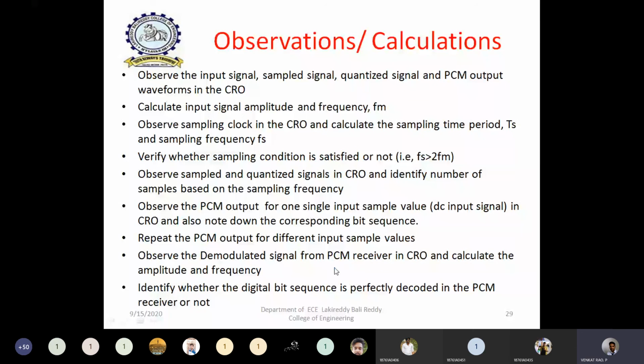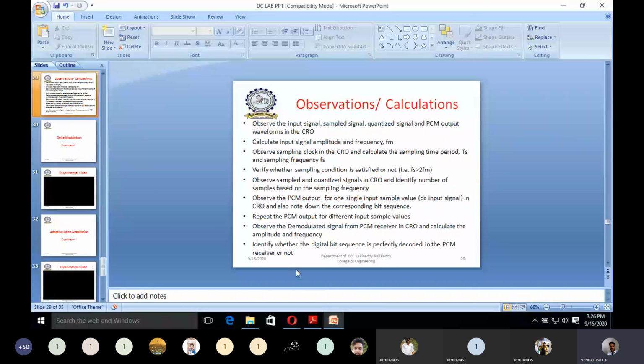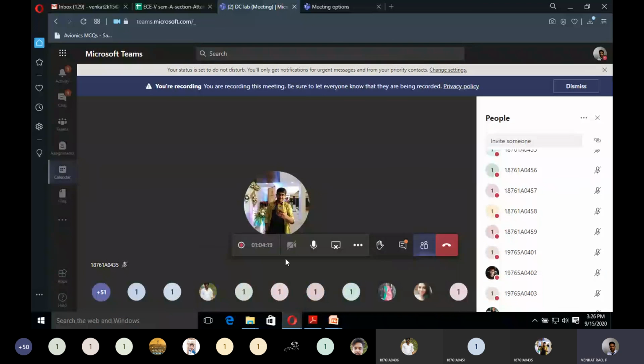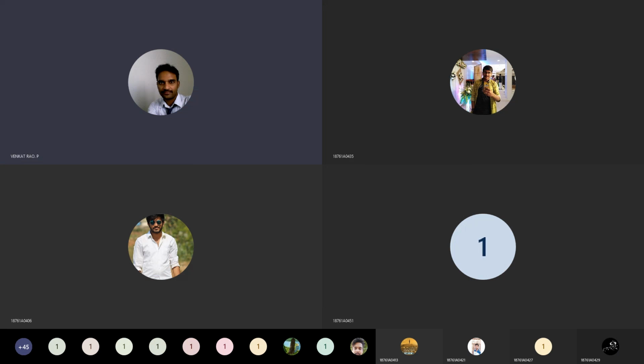And observe the demodulated signal from the PCM receiver in the CRO and then calculate the amplitude and corresponding frequency. And again identify whether the digital bit sequence is perfectly decoded in the PCM receiver or not. Okay, these are the observations and calculations to make while doing the experiment. So this is what I am going to explain in today's session. It's all about pulse code modulation and demodulation.